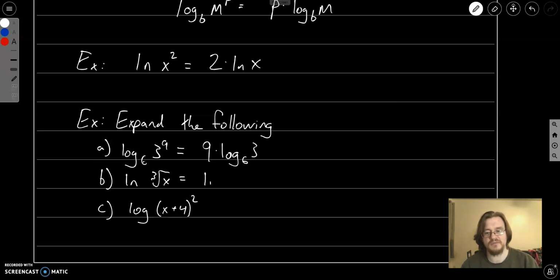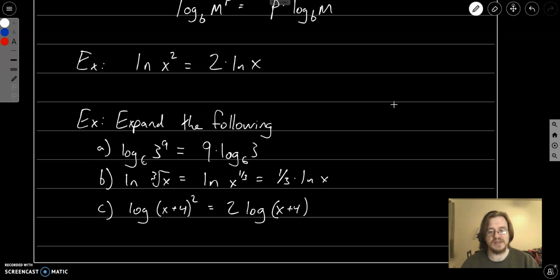a power. But the cube root of x is the same thing as x to the 1/3 power. And now I go, aha, I have a power, I have an exponent, which I can then bring out front. So this is going to be 1/3 times the natural log of x. And then this last one, we've got the log of x plus 4 all squared. Well, I have an exponent here, so I can pull that out front, and this is going to be 2 times the log of x plus 4.